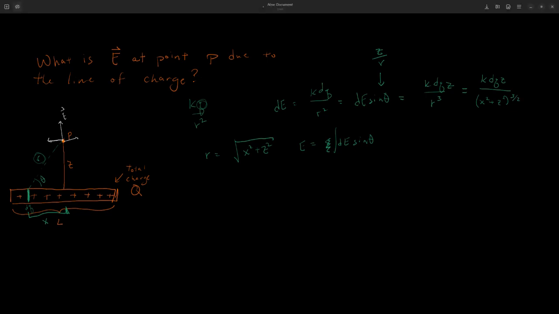Okay, so now that we've figured out the electric field due to each individual point charge, dq, it's time to integrate over the whole shape.